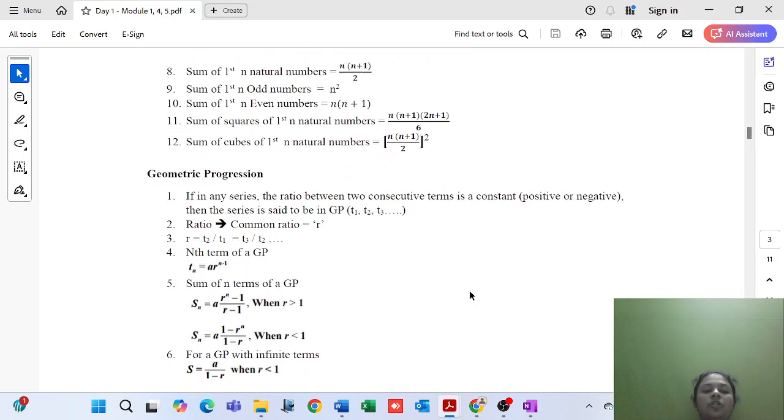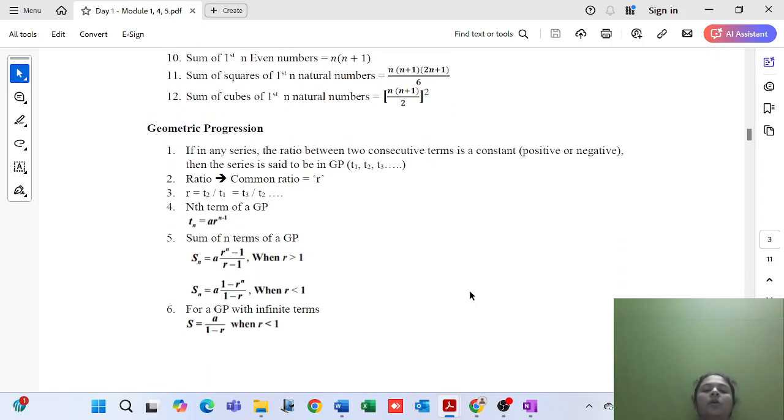Next we come to geometric progression. Now what is geometric progression? Geometric progression is a series with sequential terms where the terms are not in increasing or decreasing arithmetic order. They are in an exponential order where the ratio between two terms is constant. So T2 divided by T1 will be equal to T3 divided by T2.